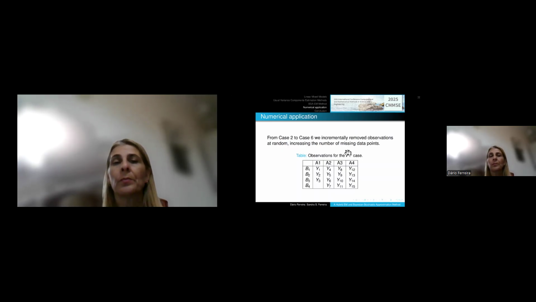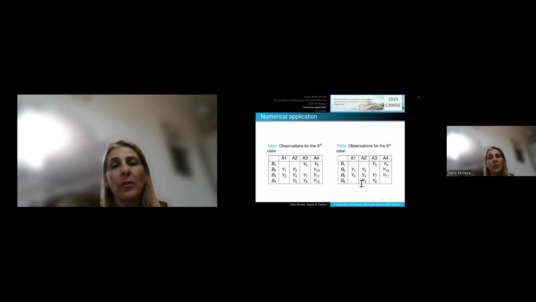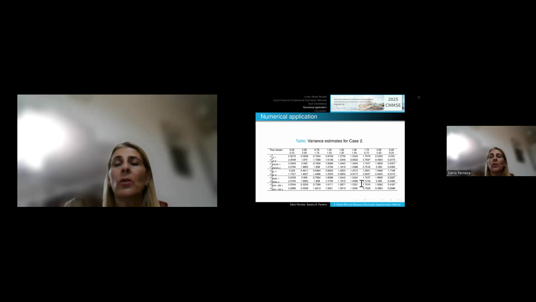From case 2 to case 6, we incrementally removed observations at random, increasing the number of missing data points. So here we removed 1 observation. Here we remove 2 observations. This is the third case. Here we remove 3 observations, and we have the 5th case and the 6th case. So this is the table for variance estimates for case 2, case 3, case 4, case 5, and case 6.